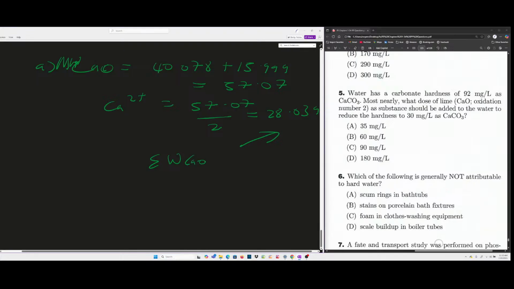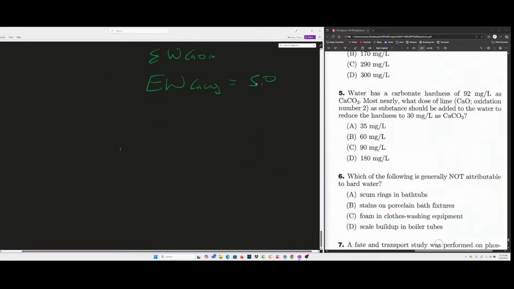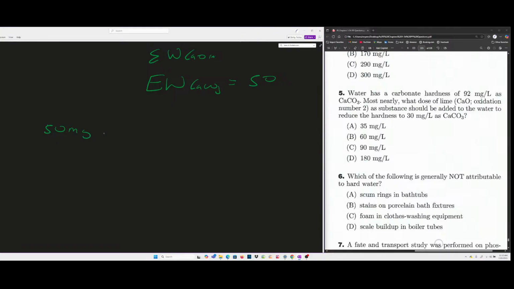Equivalent weight of CaO is this. Now we have to find the equivalent weight of CaCO3. We found it before, and it was around 50. So now we have that, and we're going to set up our relationship. So 50 milligrams per liter gave us what? 62.